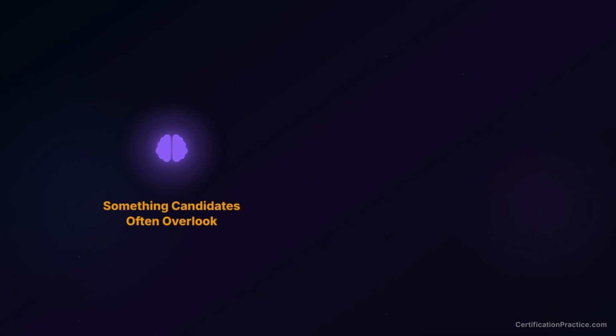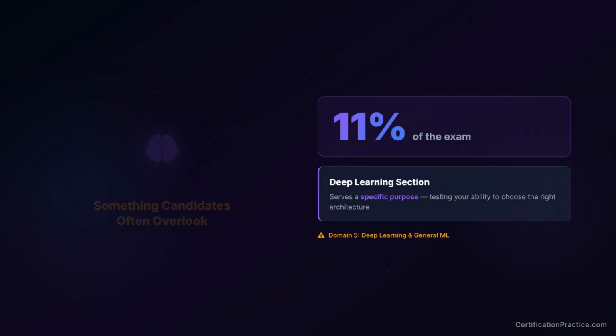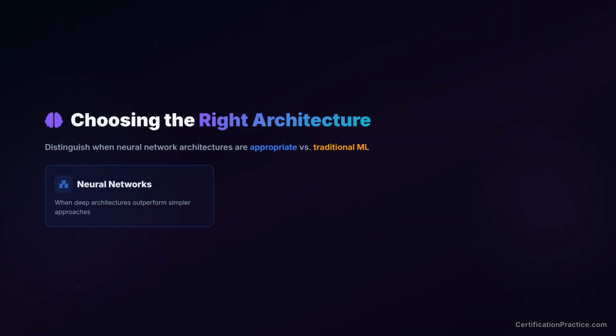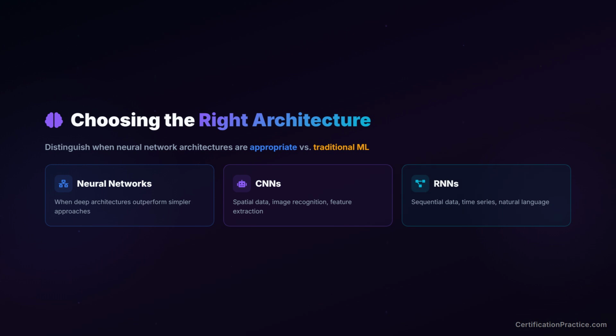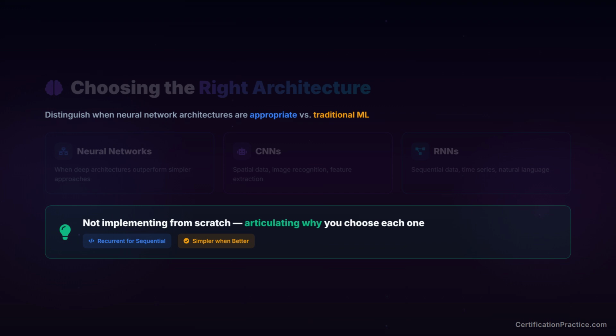Now let me address something candidates often overlook. The deep learning section carries only 11%, but it serves a specific purpose. Cloudera expects you to distinguish when neural network architectures are appropriate versus traditional ML approaches. You won't be implementing convolutional networks from scratch, but you need to articulate why you'd choose a recurrent architecture for sequential data, or when simpler algorithms would actually perform better.